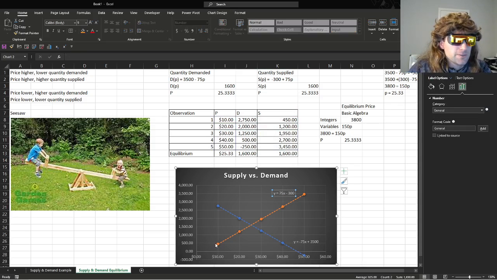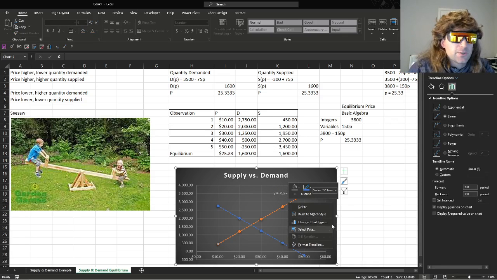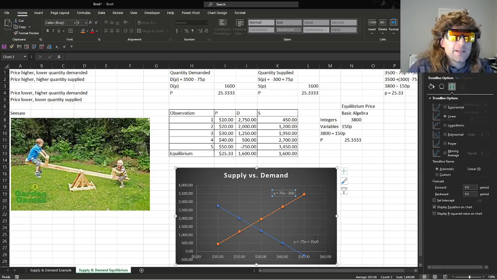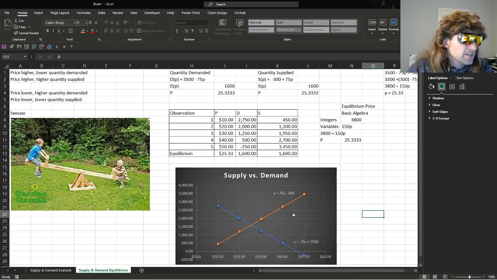All you do is point here, point here, wherever, they could be there. And assuming that it is a linear demand function, you're going to add a trend line. So right click, add a trend line, display equation. You got your functions right there.